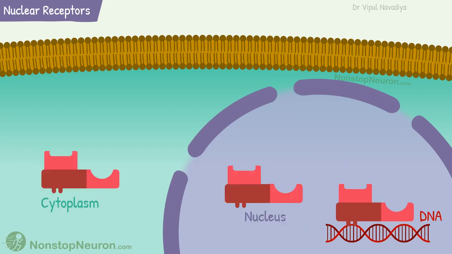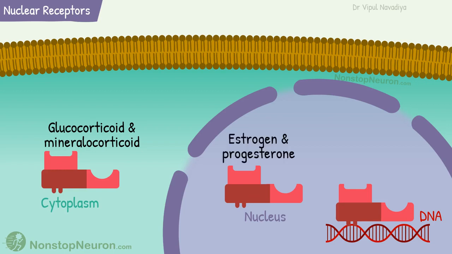Now, the location of unoccupied nuclear receptors varies. Receptors for glucocorticoids and mineralocorticoids are mostly located in the cytosol. Receptors for estrogen and progesterone are located primarily in the nucleus. And receptors for thyroid hormones and retinoic acid are bound to DNA under resting condition. So this was about nuclear receptors.